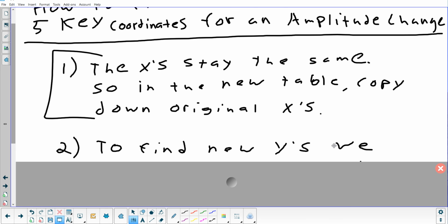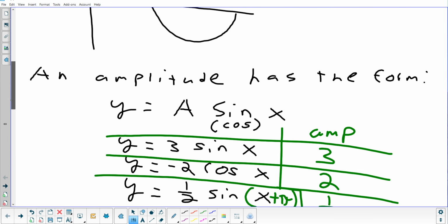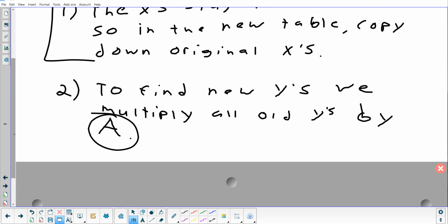All right, so how do you find the new y values? Very, very simple. All you have to do is take the old y values and multiply them by a, not the absolute value of a. Just multiply the old y values by whatever the number is in front. Because remember, a is the number that's in front. So you use the number exactly the way they give it to you. If it's a negative, use the negative when you're doing the graph, because the negative causes a flip. You wouldn't want to just ignore that negative.